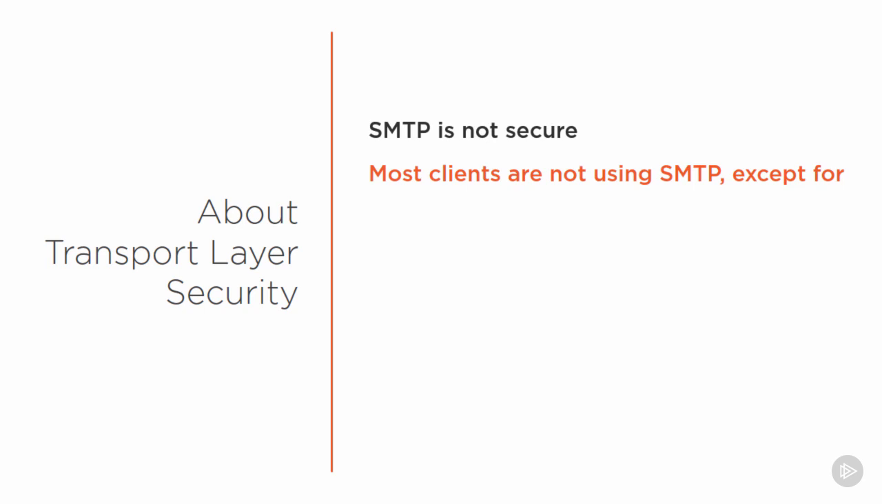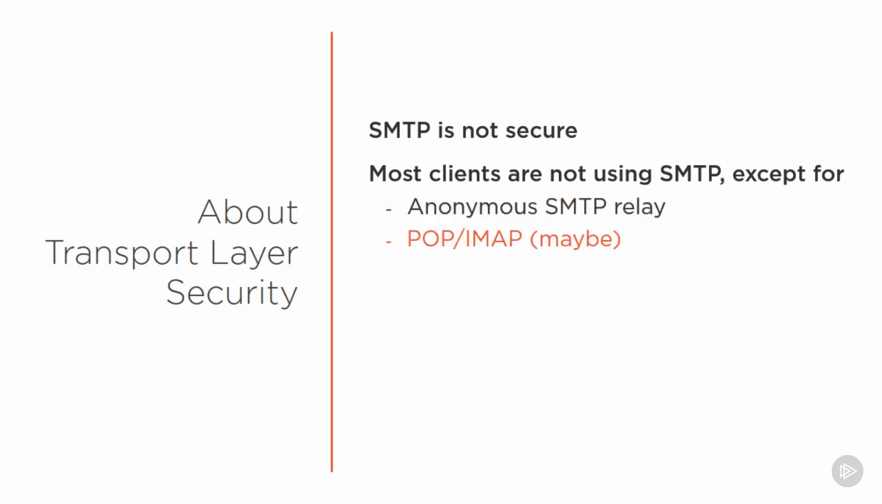Devices and applications on your network that are doing anonymous relay are doing so without sending credentials, although the data itself that they're sending is unencrypted, so there's some risk there. POP and IMAP clients are hopefully making secure POP and IMAP connections, but might be making insecure SMTP connections, so there's also some potential risk there as well.